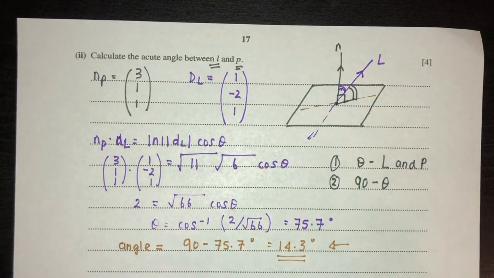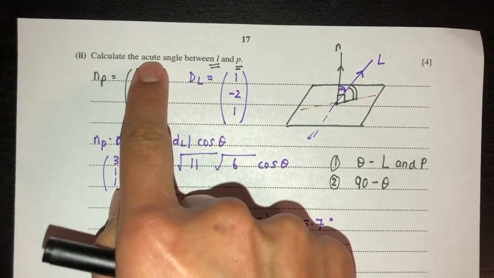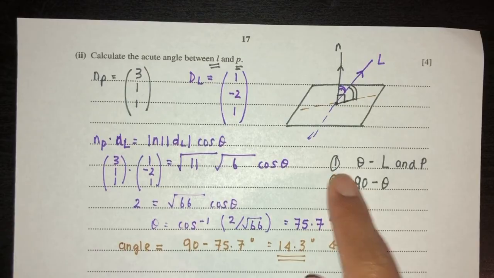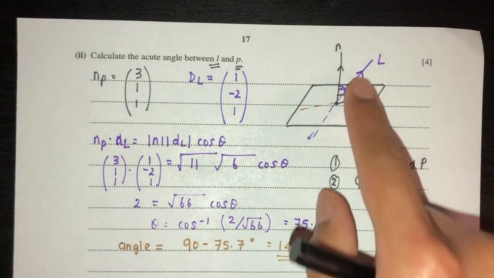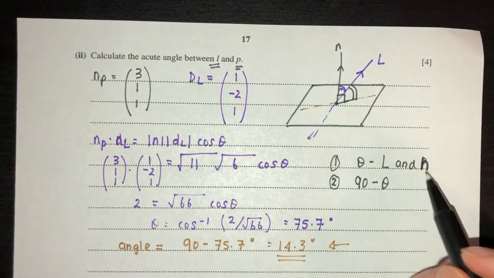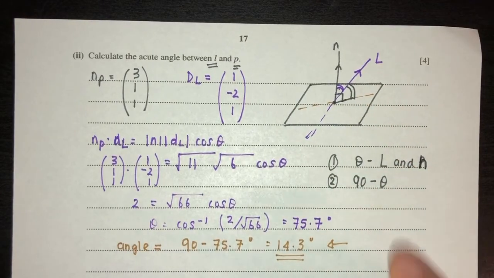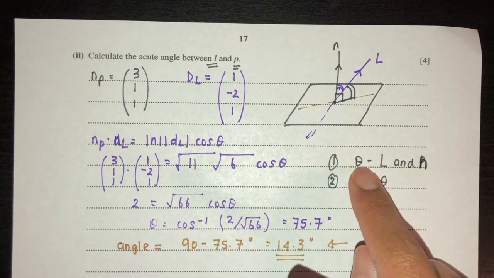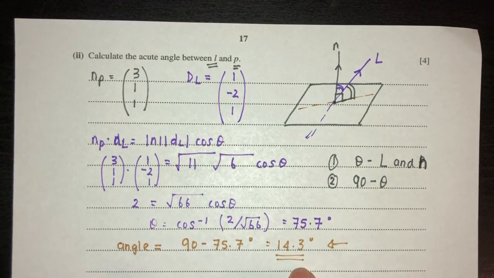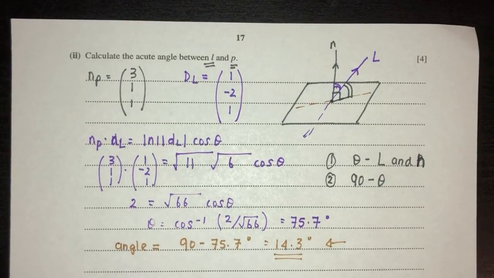So just to recap, whenever you have to find the acute angle between the line and the plane, the first step, just find the angle between the line and the normal. The normal is always given to you. You can first find this angle, and then when you find it, just take 90 minus this angle to get this value. That will be your answer for the angle between the line and the plane. So that is if you forget what to do. Okay, that will be question part 2.